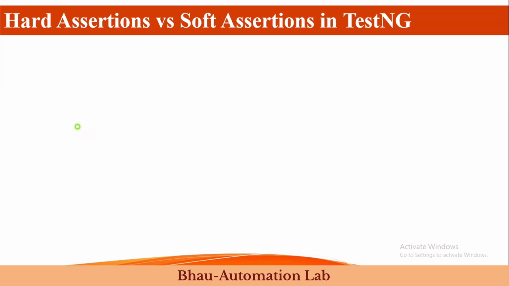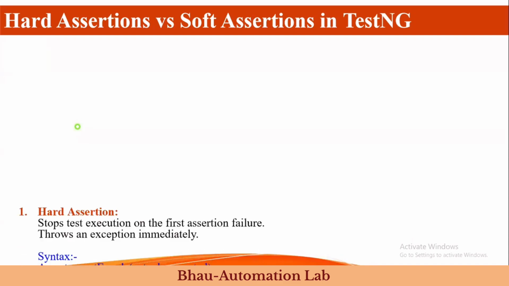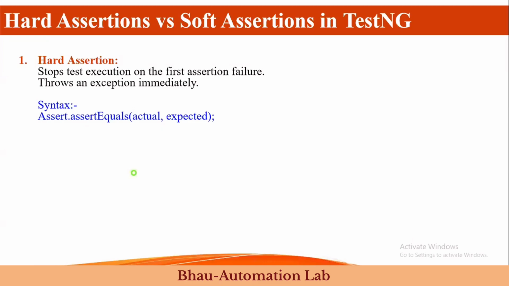So what is soft assertion and what is hard assertion? Let's understand this one. Whenever you use hard assertion in your script, it will stop test execution on the first assertion failure itself and throw an exception immediately. It means hard assertion is the default assertion. You can directly use Assert and import Assert from TestNG, whatever jar is integrated in your project, and you just use assertEquals with actual and expected.